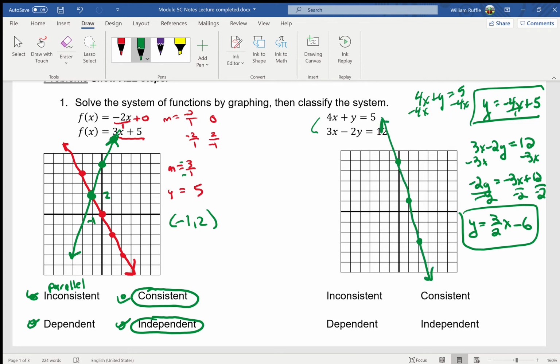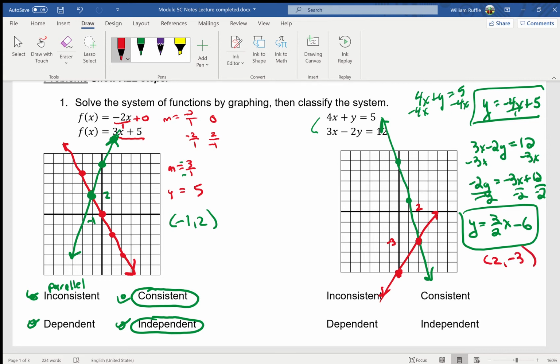y equals 3 halves x minus 6. So I'll do this in the other color, red. My y-intercept is negative 6. I'm going to go down 6: 1, 2, 3, 4, 5, 6. I'm going to go up 3: 1, 2, 3 over 2. And there's my intercept right there. So my intercept this time, well, x is 2 there, and y is negative 3, so it's 2, negative 3.